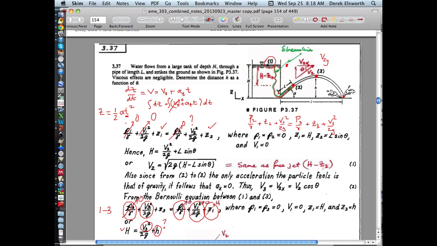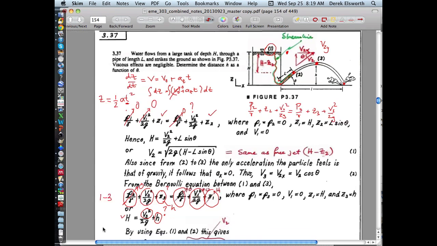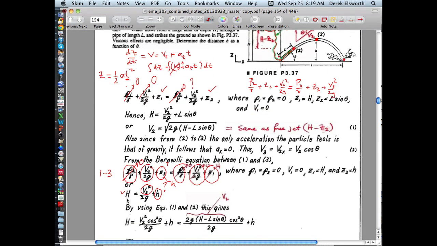And so the two things we don't know in this equation are this velocity here and this elevation here. This is h, right? And so this is this expression here. So now I know where I'm going. And so this is the height of the tank. This is what we don't know.